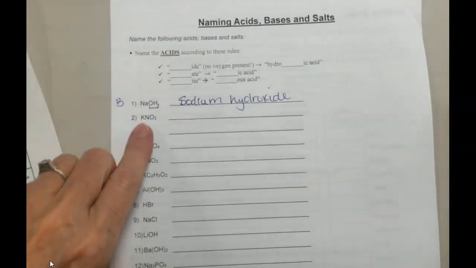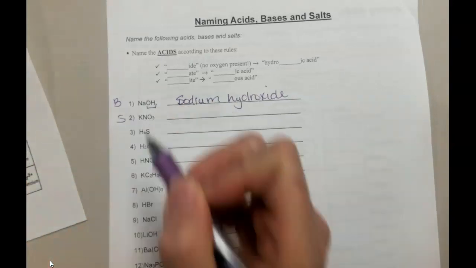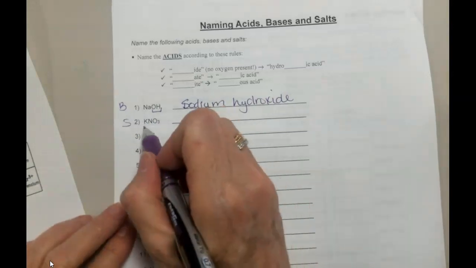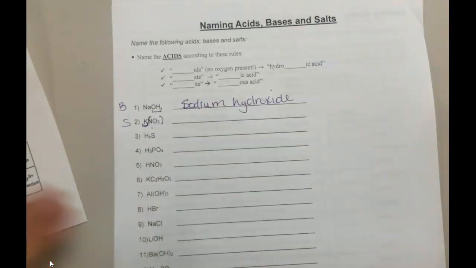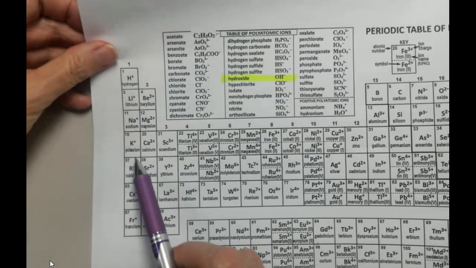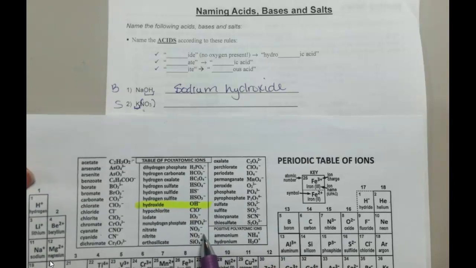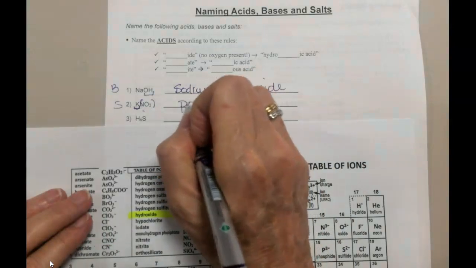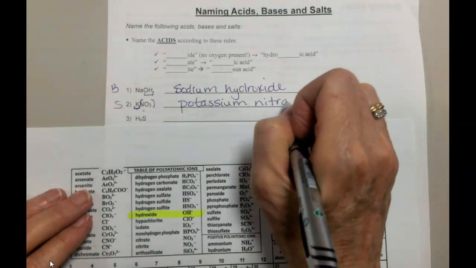Okay, let's look at number 2. Doesn't start with hydrogen, doesn't end in OH, so this is a salt. So what am I going to do? I'm going to look up the ions. So I've got K, that's my metal ion, and then I've got this NO3. So here we know K is potassium, and then we're going to have to find NO3 in the polyatomic ions. NO3 is nitrate. So what's the name of that? Potassium nitrate.